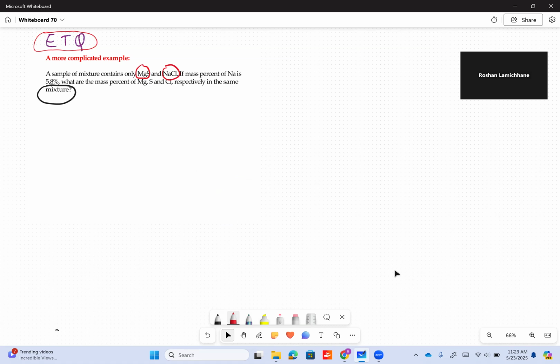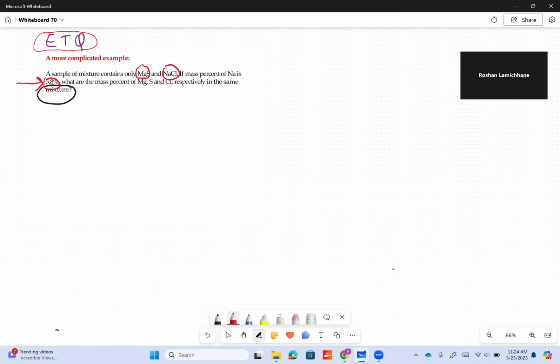That's not the mixture. The only thing they have told us is in that mixture, the mass percent of sodium is 5.8%. Right? That's the only information that they've given us. So it could be maybe 1.5 moles NaCl that has combined with, I don't know, 5.8 moles MgS to make the mixture, right? Or it could be maybe NaCl is in excess. We do not know. And that's what we are trying to figure out. The only thing that we know is in the whole mixture that contains MgS, magnesium sulfide, and sodium chloride, the mass percent of sodium is 5.8%.